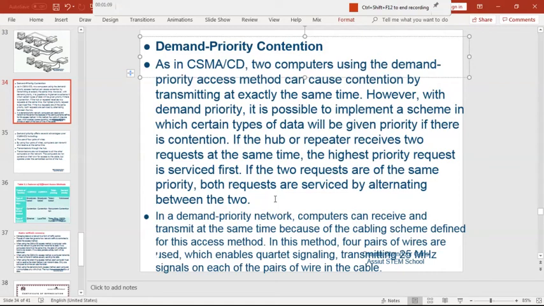In a demand priority network, computers can receive and transmit at the same time because of the cabling scheme defined for this access method. In this method, 4 pairs of wires are used, such as twisted pair cables, which enables the quartet signaling, transmitting 25 megahertz signals on each of the pairs of wire in the cable.